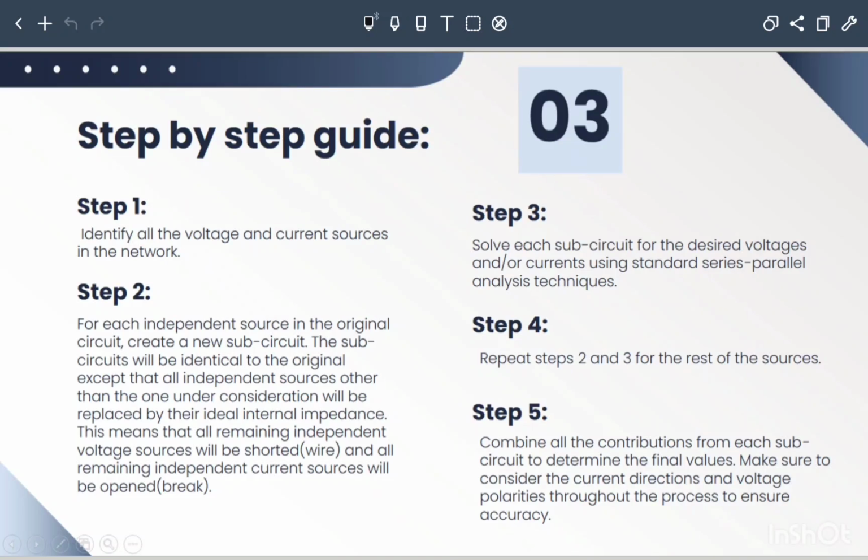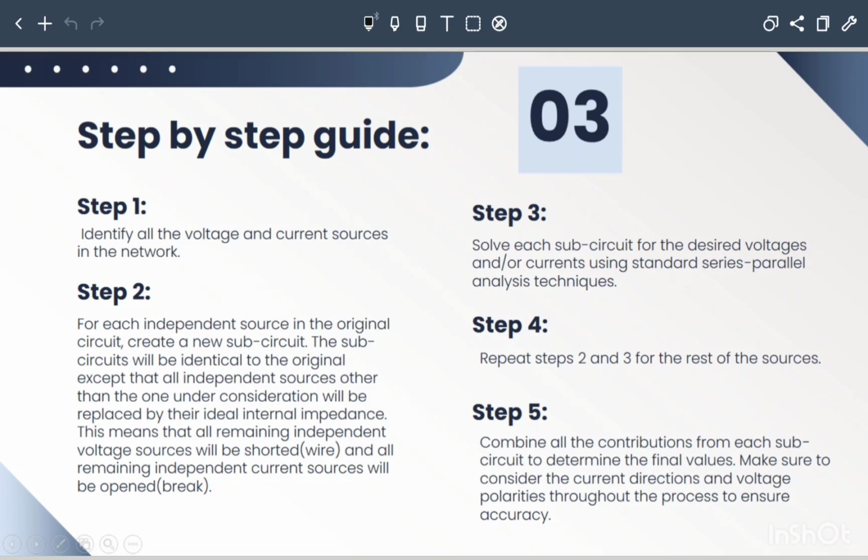Step 1. Identify all the voltage and current sources in the network. Step 2. For each independent source in the original circuit, create a new subcircuit. The subcircuit will be identical to the original, except that all independent sources other than the one under consideration will be replaced by their ideal internal impedance. This means that all remaining independent voltage sources will be shorted, act as a wire, and all remaining independent current sources will be opened, act as a break.